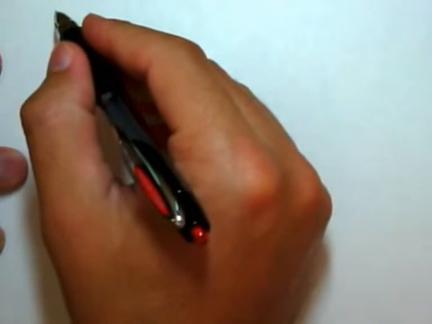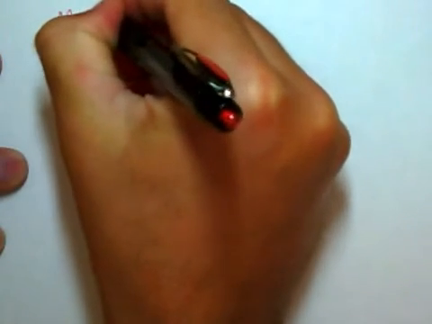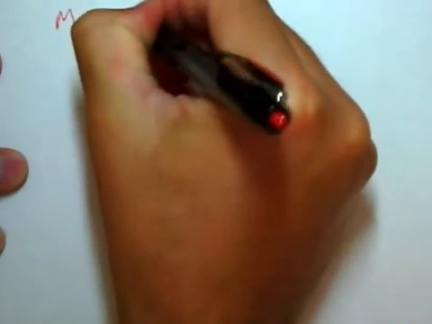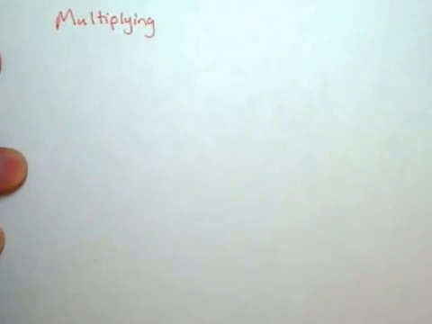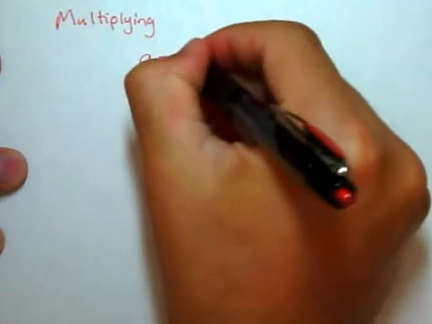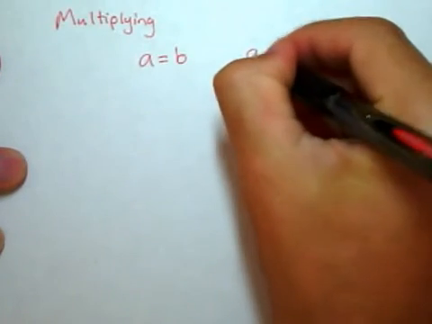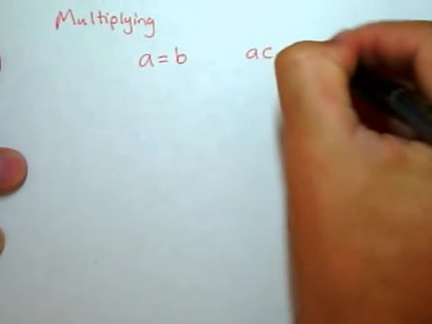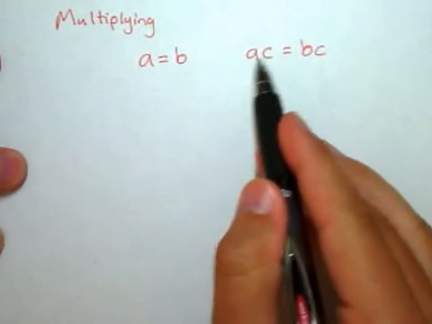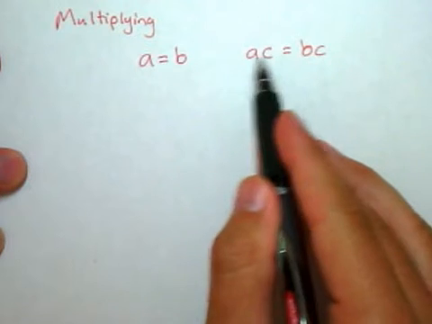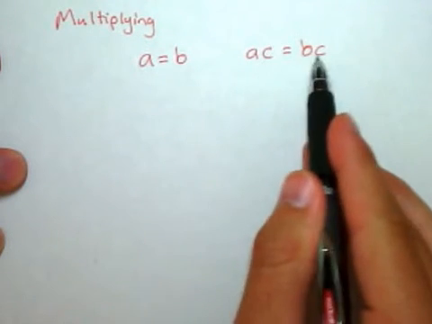Alright, going back to properties of equality, now we're going to jump into the multiplication property. So we're going to talk about multiplying to get our answer. What we have to first know is that if A equals B, then AC equals BC. For everybody that doesn't know, when you have two variables like that together, it means you're multiplying them.